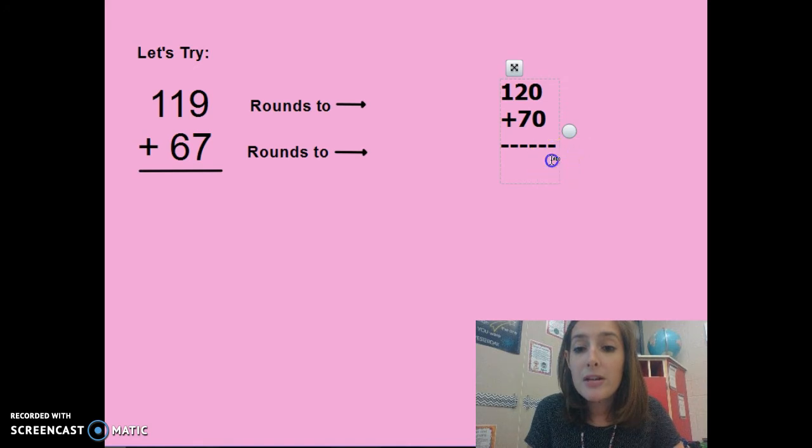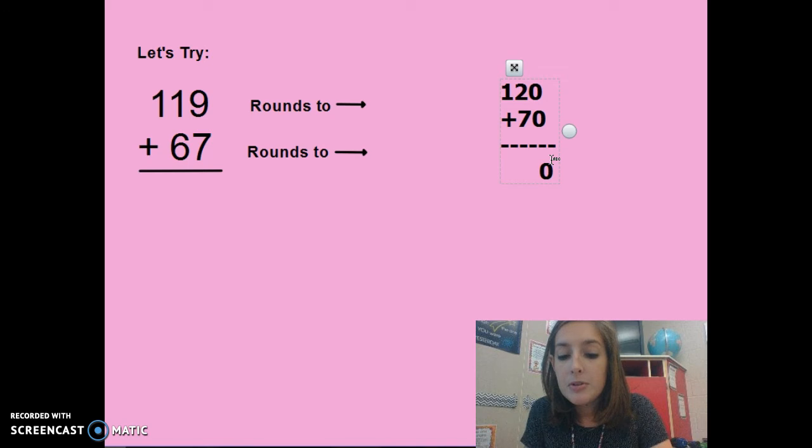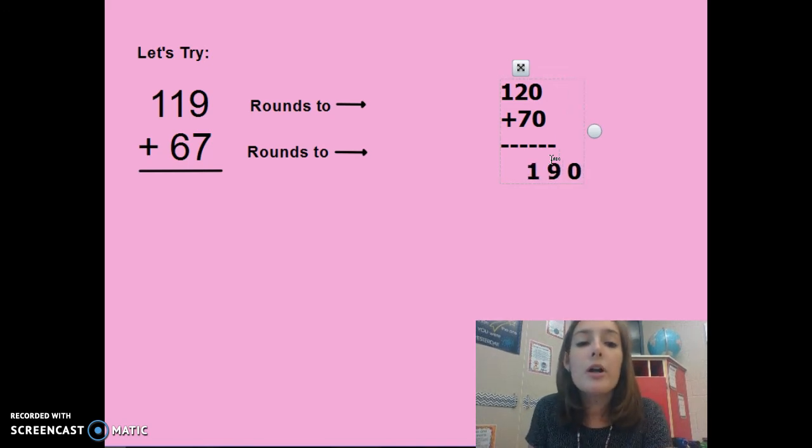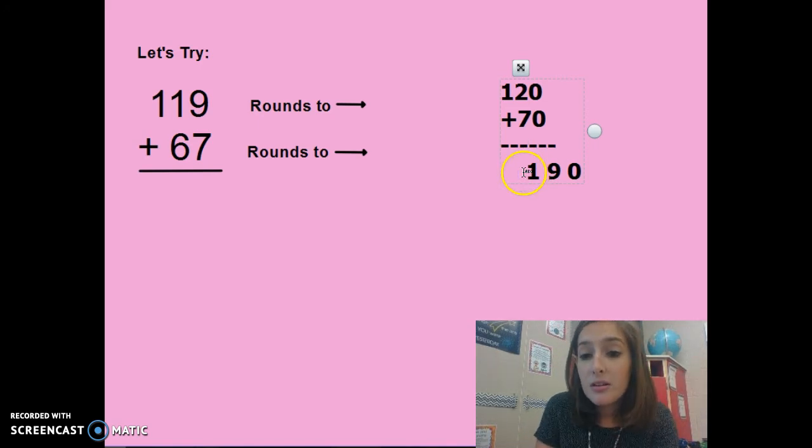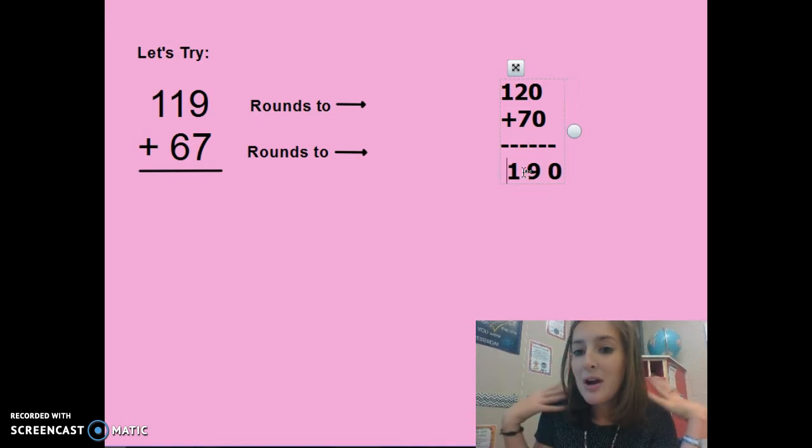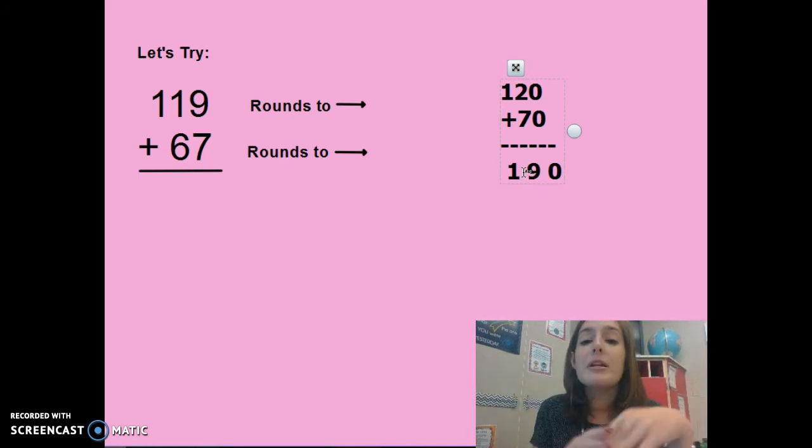So working from right to left, we have 0 plus 0 is 0. 7 plus 2 is 9. And then we have a 1. So 119 plus 67 is about 190. It's about 190 because we're estimating that it's going to be around that number. It's not the exact number, but it is around that number, and it is our good, strong guess.